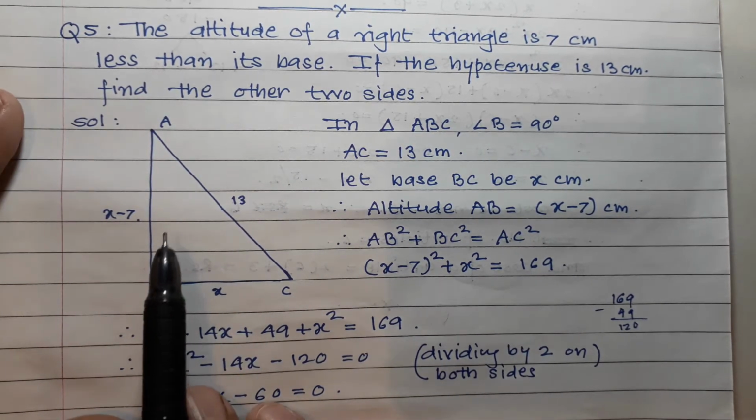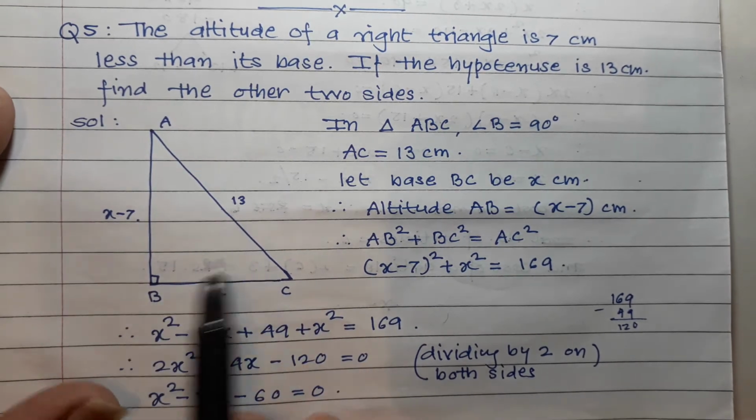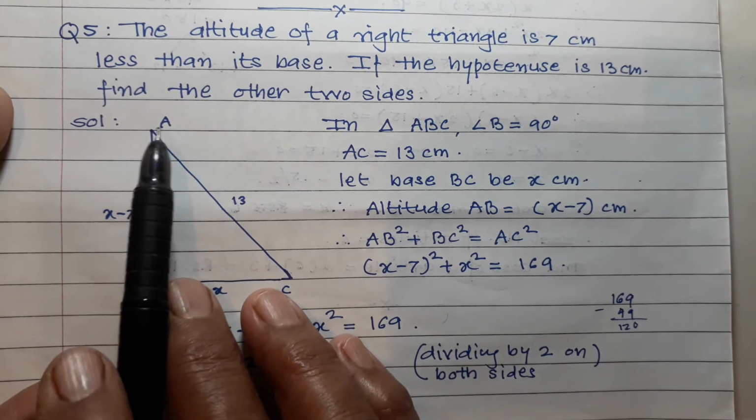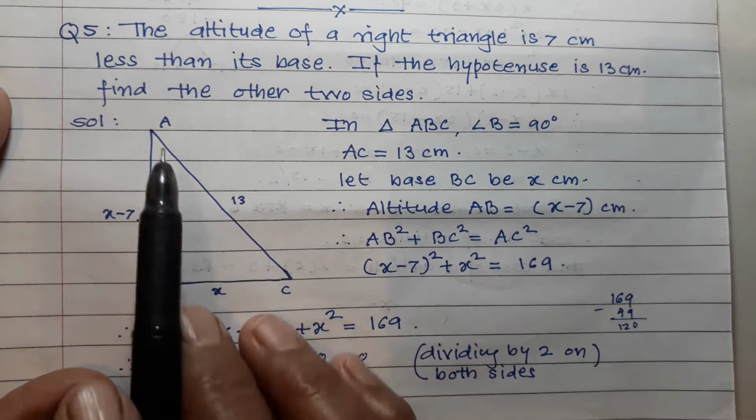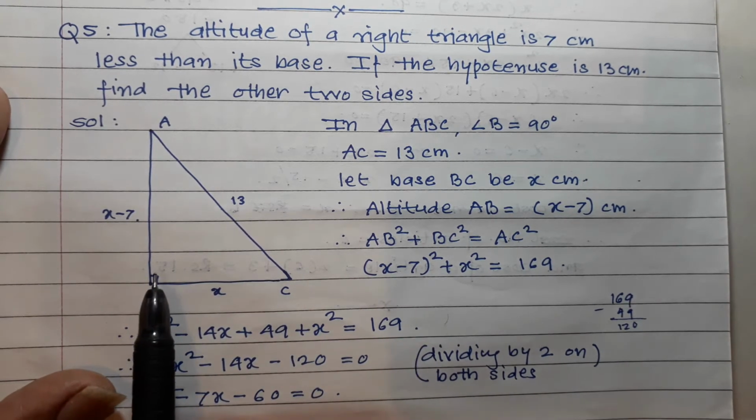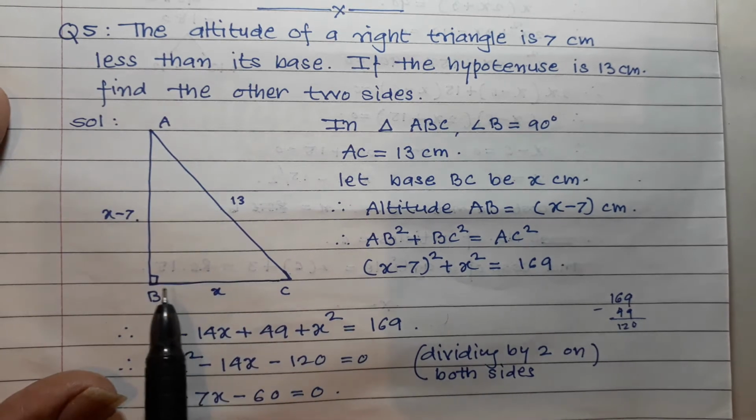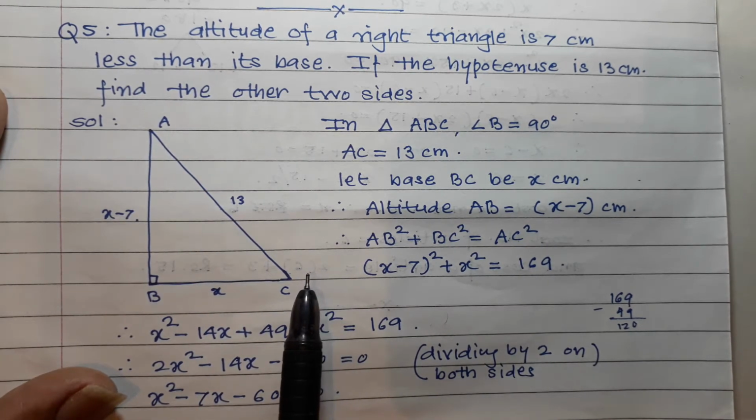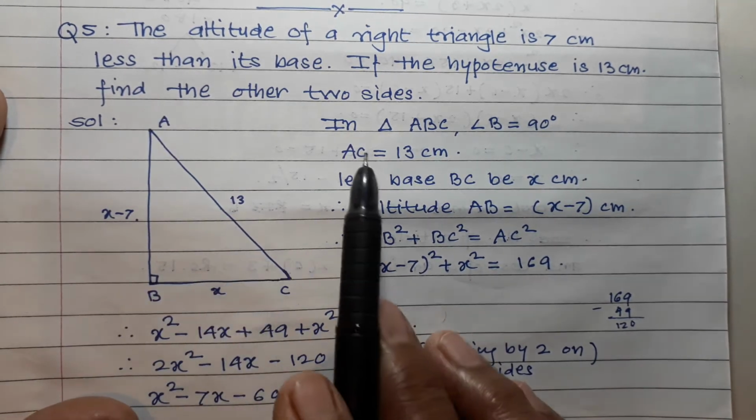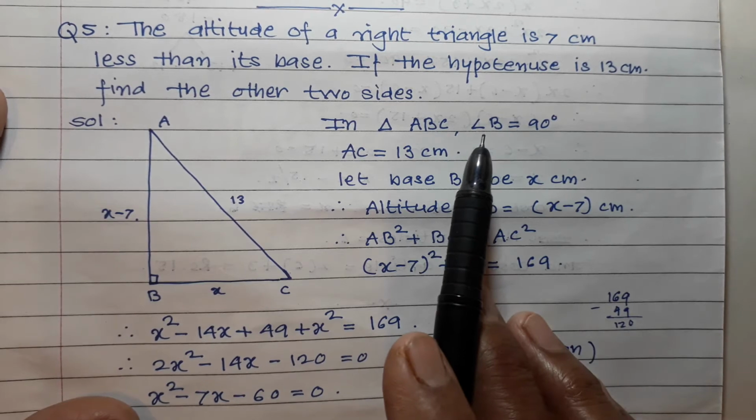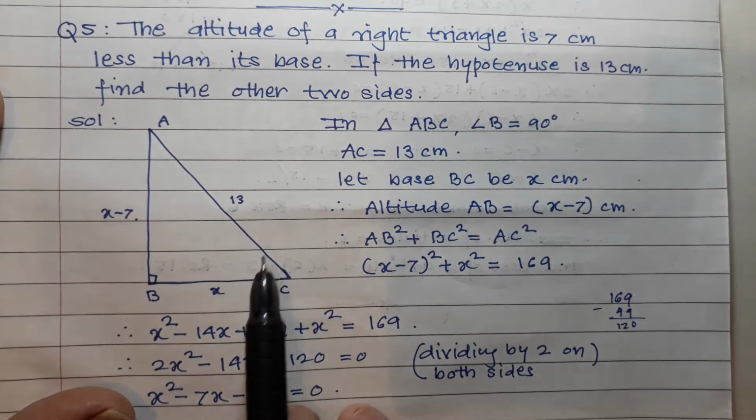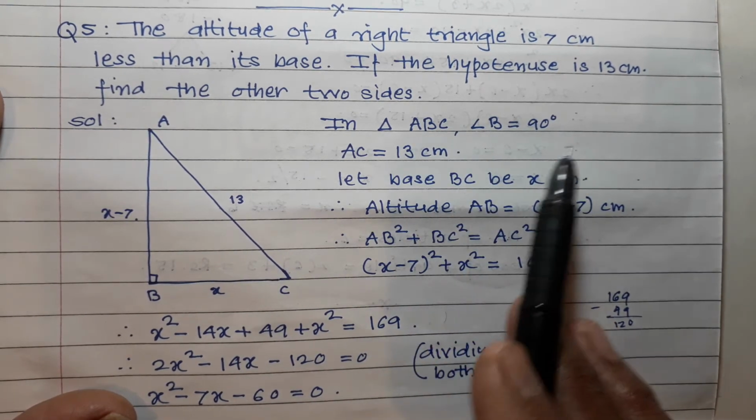So first, try to understand by means of a figure. Here this is triangle ABC in which angle B is equal to 90, and therefore this is an altitude. Okay, if this is the base then this is the altitude. In triangle ABC, angle B is equal to 90, hypotenuse AC is equal to 13 cm, given.